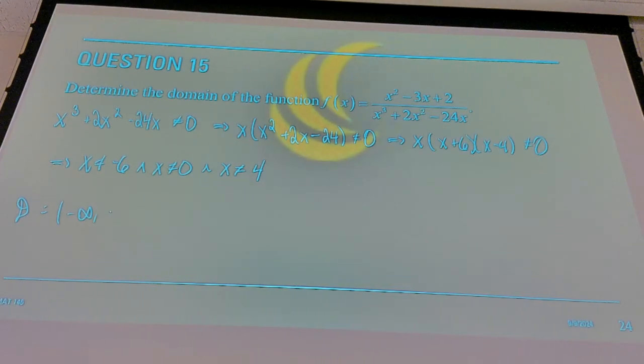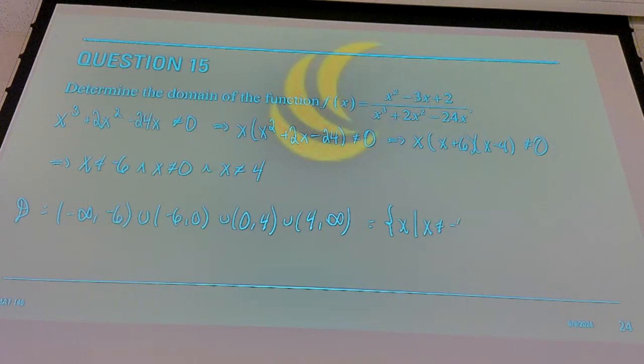Interval notation. Here's where you can see interval notation is starting to lose its advantage, because that's kind of a pain to write. And then that would be your set notation.